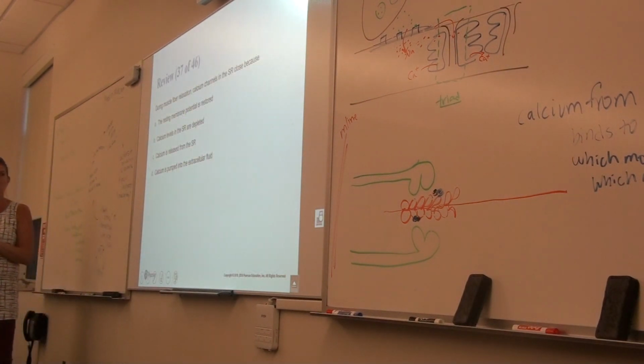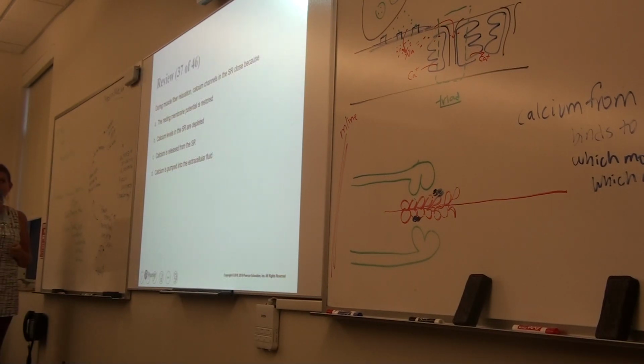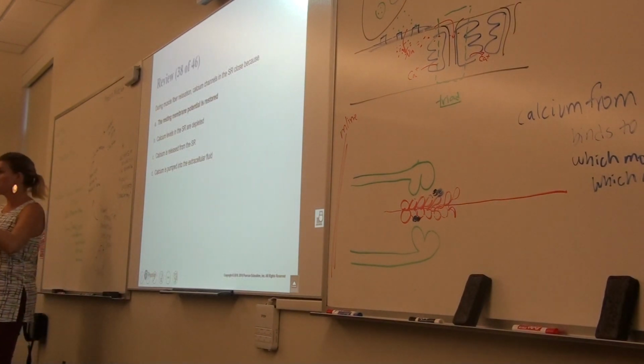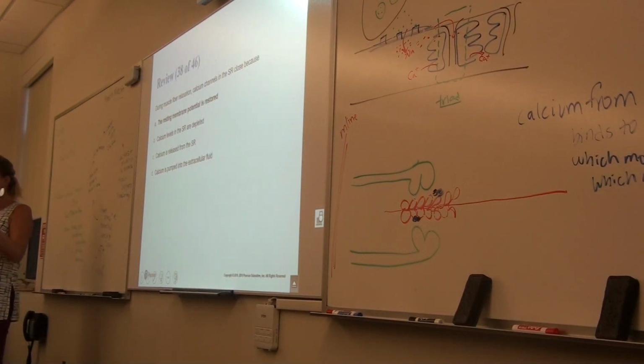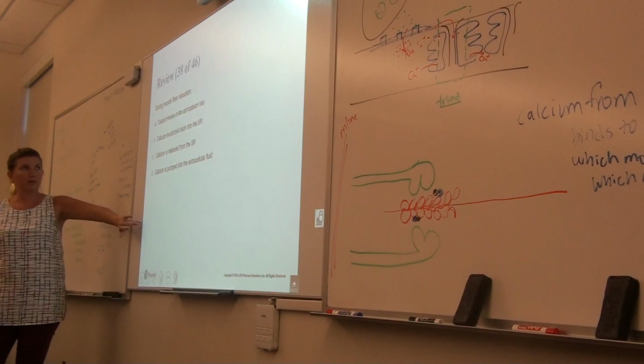Here's some multiple choice questions for us to think about. During muscle fiber relaxation, calcium channels in the SR close because we're turning off that motor neuron, right? We're getting our cell back to its resting membrane potential. The only reason those calcium ion channels opened to begin with is because there was an action potential, right? There was a depolarization causing those to open.